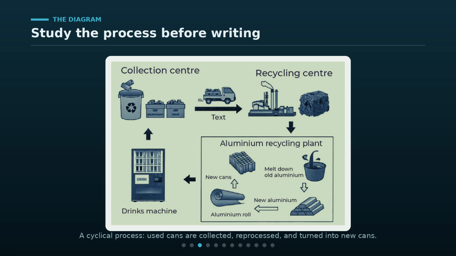Take a moment to study the diagram. Notice that the arrows form a loop. This is a cyclical process. It runs from the collection center to the recycling center into the aluminium recycling plant, out to a drinks machine, and then back to the start again.